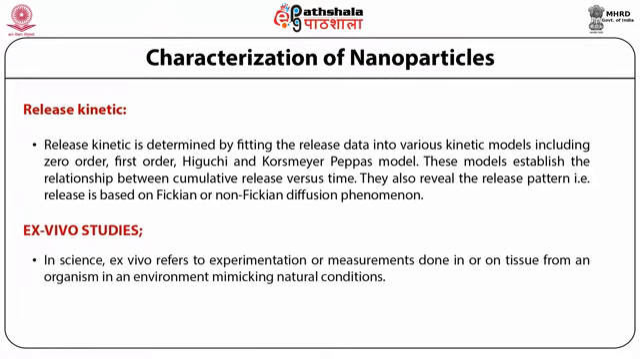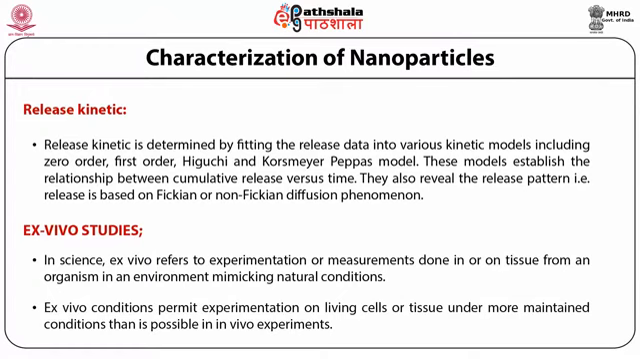In science, ex vivo refers to experimentation or measurements done in or on tissues from an organism in an environment mimicking natural conditions. Ex vivo conditions permit experimentation on living cells or tissues under more maintained conditions than is possible in in vivo experiments. For example, Barberi et al.